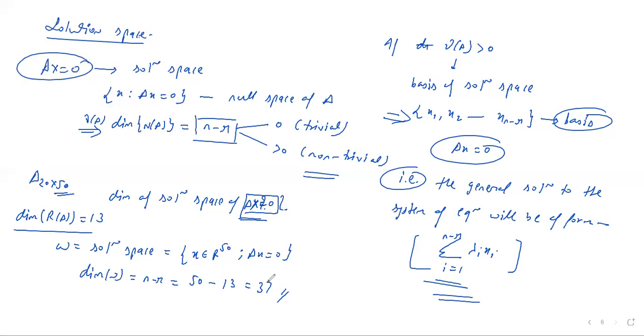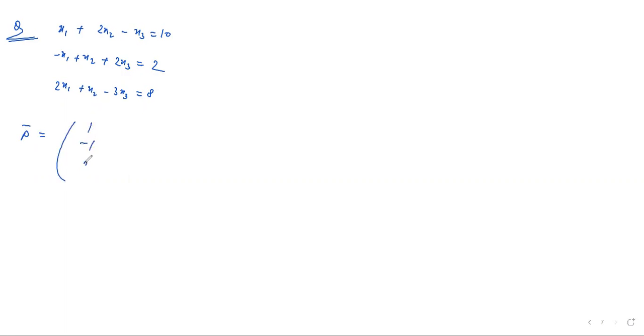Now let's do an example. We have this system of equations: x1 plus 2x2 minus x3 equals 10, minus x1 plus x2 plus 2x3 equals 2, and 2x1 plus x2 minus 3x3 equals 8. So we have these three linear equations here. Let's write them in augmented form.